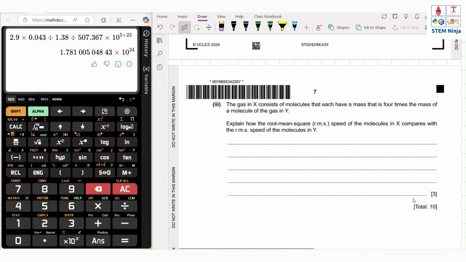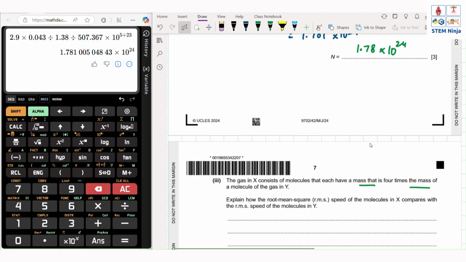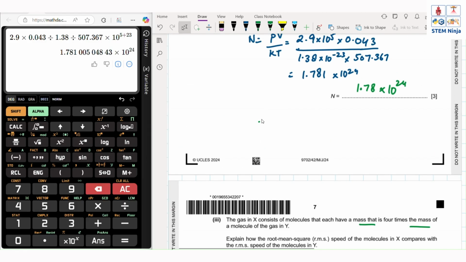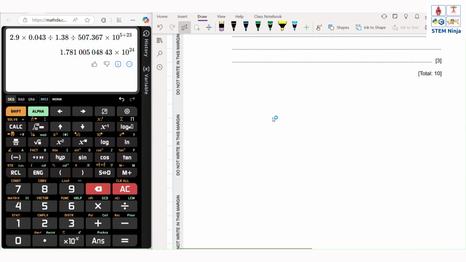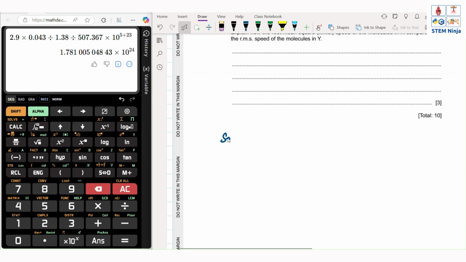The gas in X consists of molecules that each have a mass that is 4 times the mass of a molecule of the gas in Y. Explain how the root mean square speed of the molecules in X compares with the root mean square speed of the molecules in Y. Okay, since they have the same temperature, they have the same mean translational kinetic energy. So let's write over here: same temperature means same mean translational kinetic energy, which is half m c squared equals 3 by 2 kT.